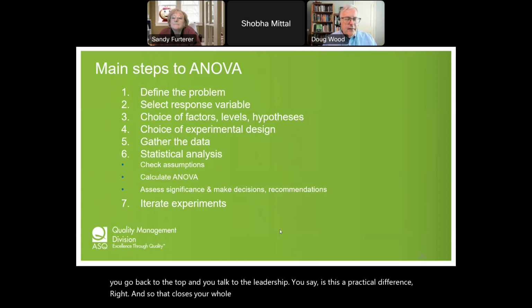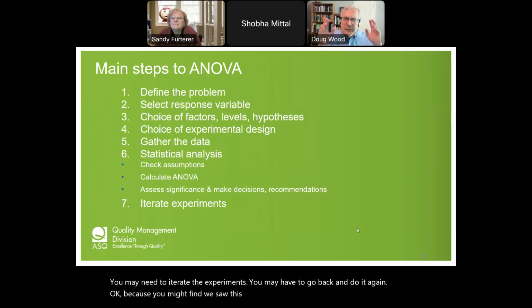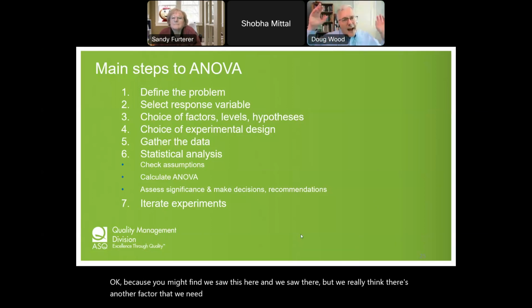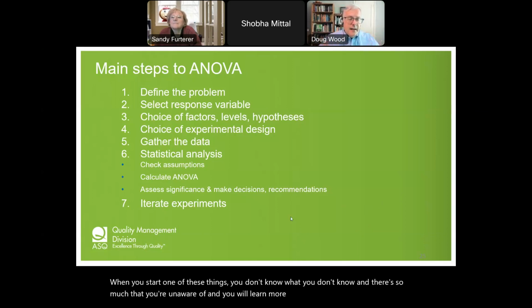Now, you may need to iterate the experiments. You might have to go back and do it again, okay? Because you might find, well, we saw this here and we saw that there, but we really think there's another factor that we need to include. Well, you go back and do it again, okay? Because when you start one of these things, you don't know what you don't know. And there's so much that you're unaware of, and you will learn more, and then you're going to go back and do it again. Okay, Sandy?